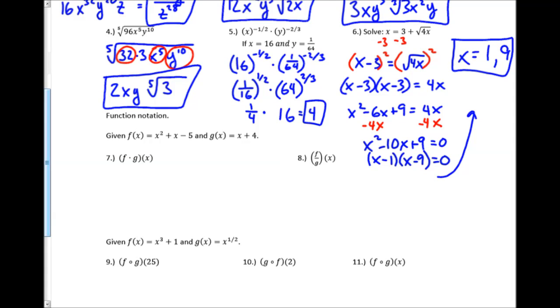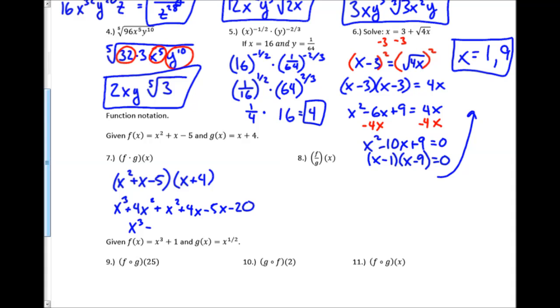Taking a look at the next couple, just using my function notation. The first one says f times g of x, which means I'm just going to take my f of x function, which is x squared plus x minus 5, and multiply it by the g of x function, which is x plus 4. And now it's simply just using my distributive property. That's going to give me x cubed plus 4x squared plus x squared plus 4x minus 5x minus 20. And now I'm combining like terms. And that's it.